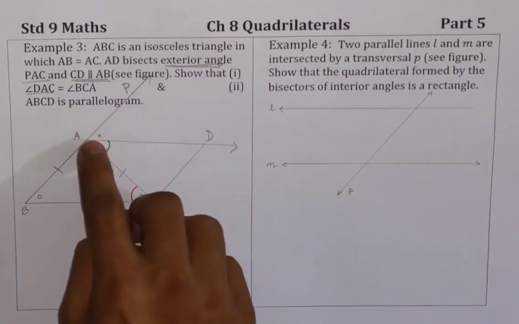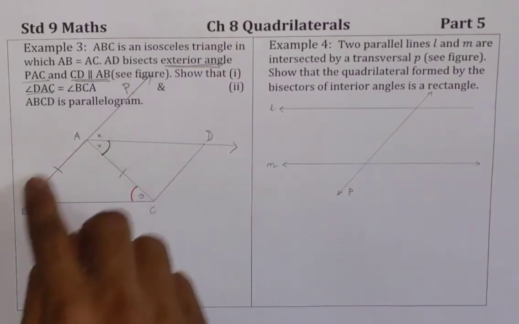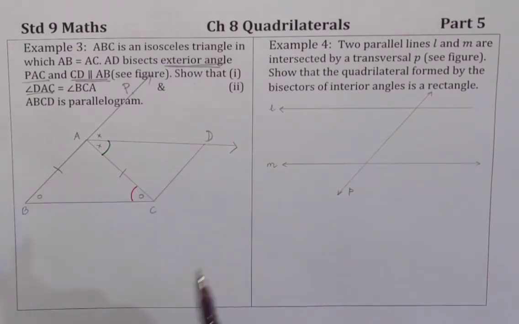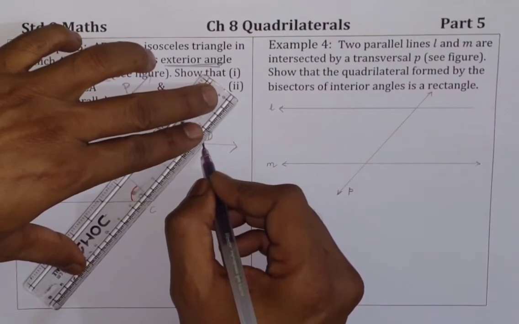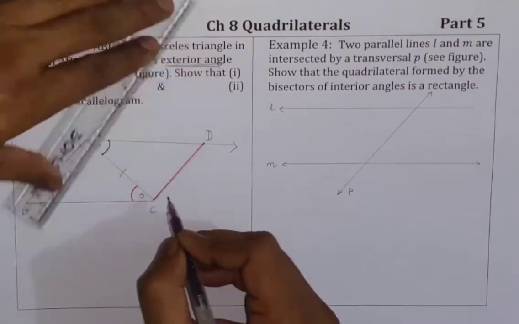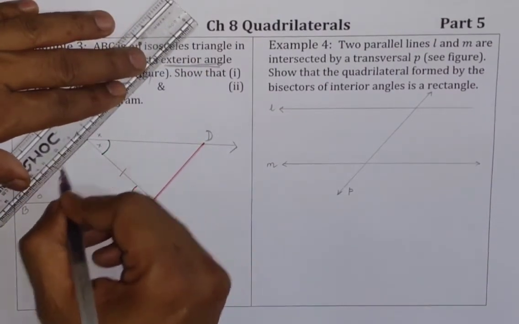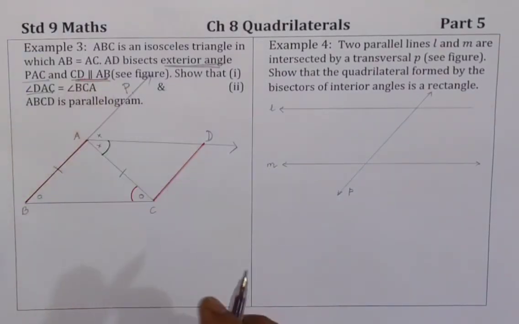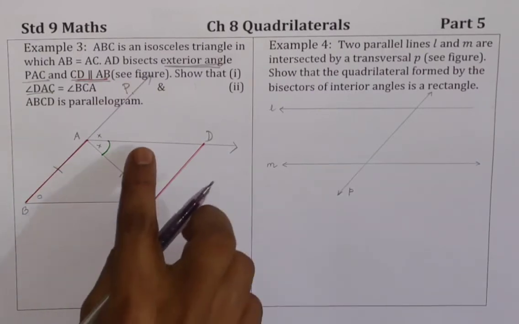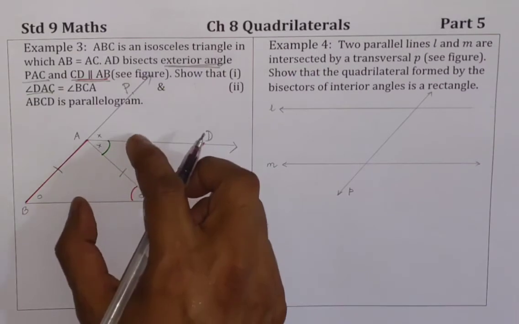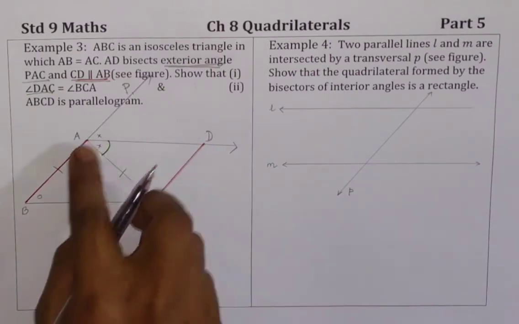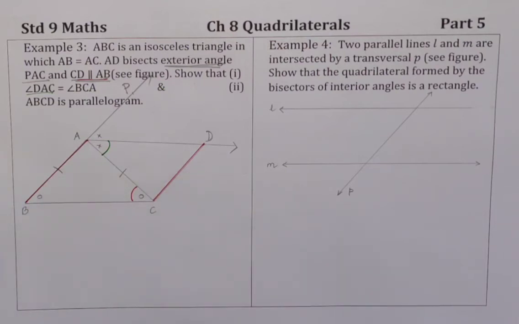And second, quadrilateral ABCD is a parallelogram. Children, keep in mind, CD is parallel to AB. That is already given. See, CD is parallel to AB. So one pair of opposite sides is already parallel. So if I prove BC is also parallel to AD, then both pairs are parallel. So by the definition of a parallelogram, quadrilateral ABCD will be a parallelogram.